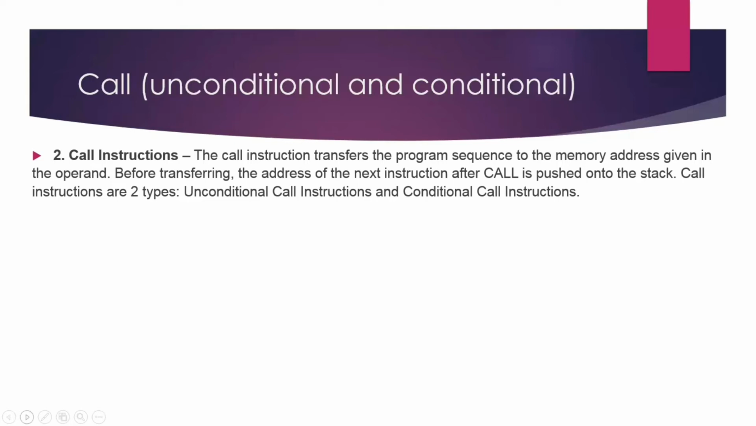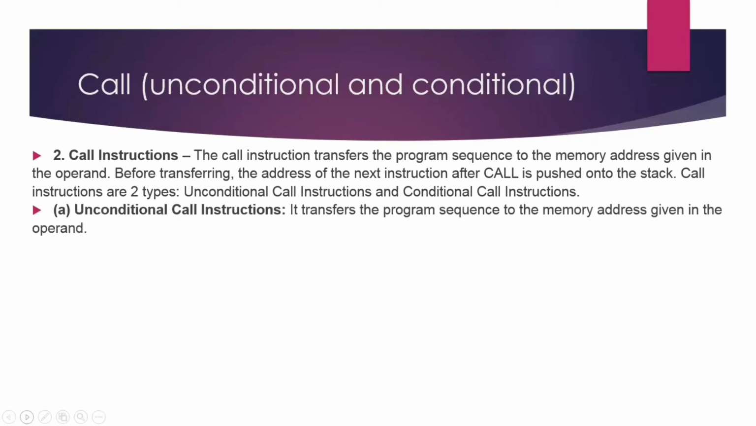In a branch instruction, the call instruction transfers the program sequence to the memory address in a particular location or specified address. Then we are going to learn briefly about the unconditional call instruction. The unconditional call instruction transfers the program sequence to the memory address given in the operand.